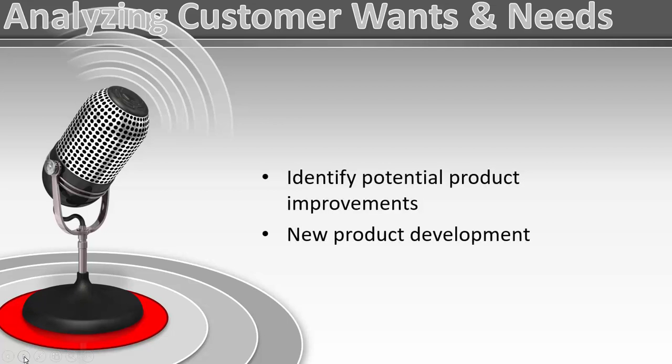One of the most important areas that companies use analytics for is to identify customer wants and needs. This can lead to identifying potential product improvements in the current products that you offer, as well as new product development. And a lot of companies like Apple use analysis of customer wants and needs to help them figure out what the next big thing is going to be. Procter & Gamble does the same sort of thing with their consumer products.